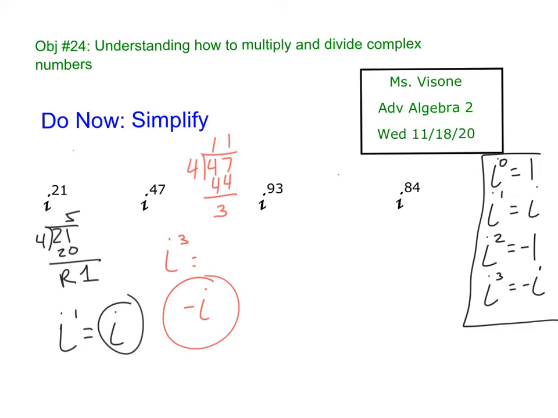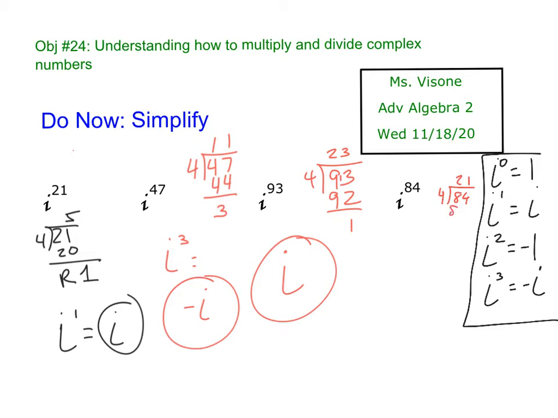93. Again, we're dividing by 4. So that's 23. That gives us 92. So there's a 1 left over, so that's just i to the first. And then 84, 4 goes into 84 21 times. So what's the remainder? The remainder is 0, so that's i to the 0. Anything to the 0 power is 1.